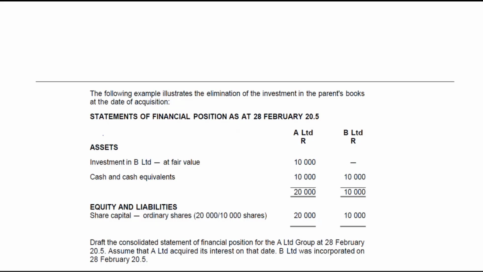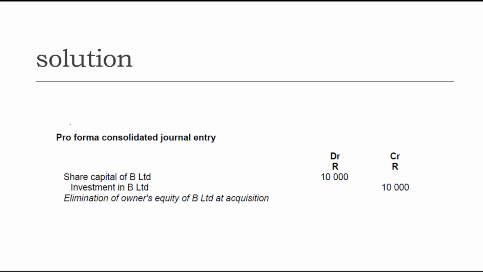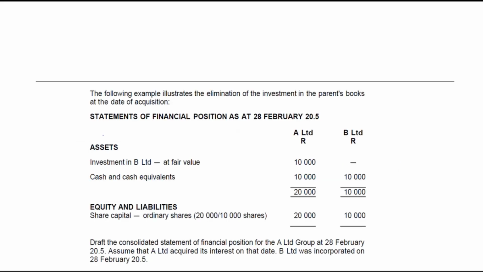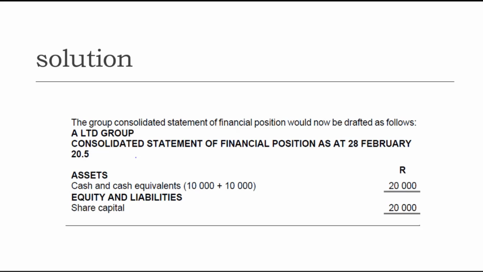Then based on the pro forma journal entry that we passed, we make adjustments. So when we added the balance sheets together, we got investment in B 10,000, cash and cash equivalent 20,000, 10 plus 10. Share capital, we've got 30,000, right? 20 plus 10. Now we go and look at the pro forma journal entry. The pro forma journal entry says debit share capital of 10,000, credit investment of 10,000. So if I go to my share capital, already I'm sitting on 30,000. If I debit it by 10,000, I have what? 20,000, right? That is why my share capital is 20,000.